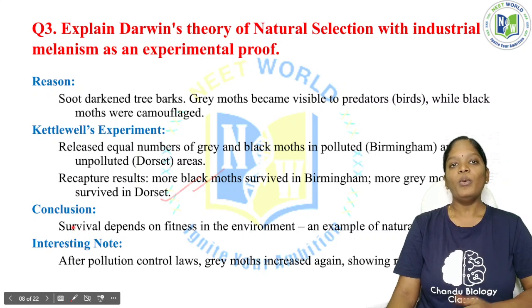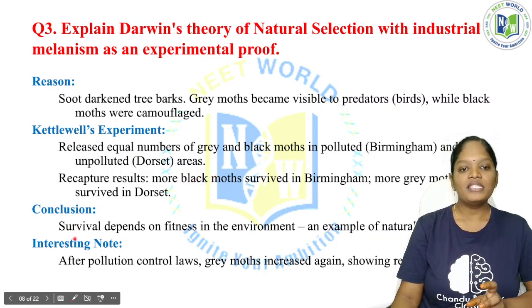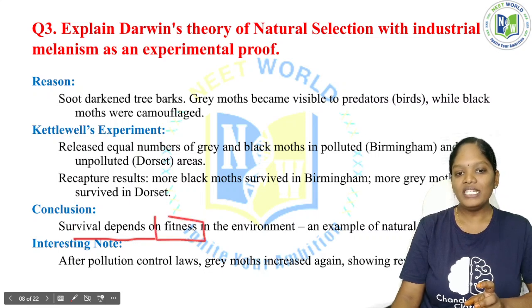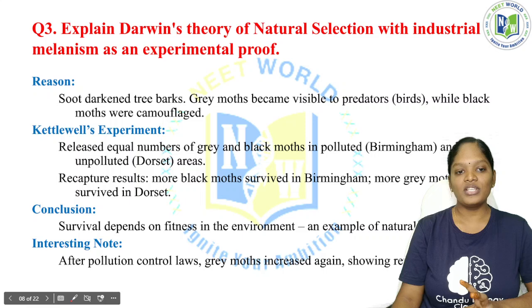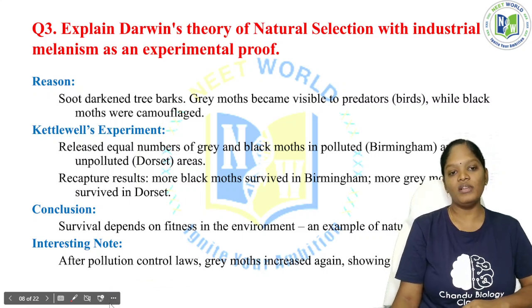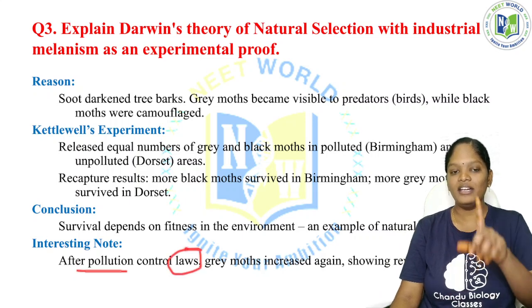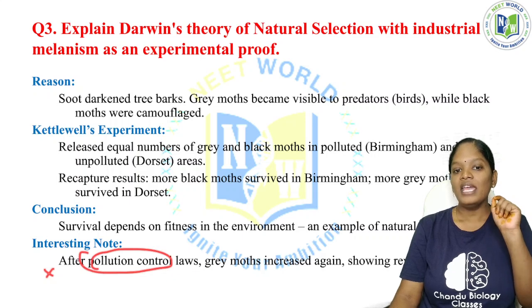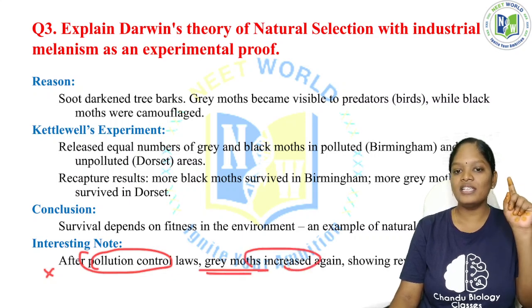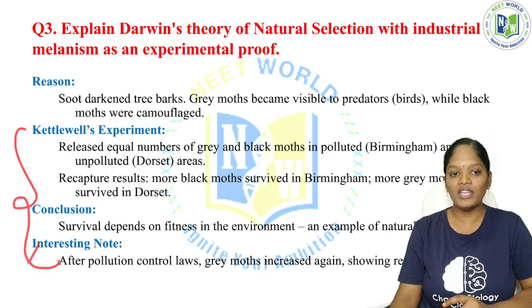Now, what is the conclusion of this industrial melanism? Survival depends on the fitness in the environment. It is the best example of natural selection. See, an interesting note: after pollution control laws, and this is very important, grey moths increased again, which shows a reversal of selection. So this is a very important thing.